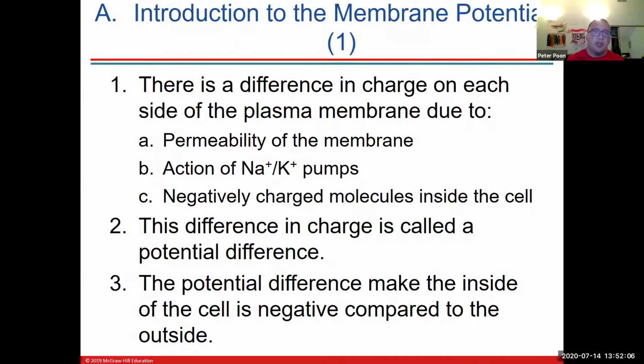There is a difference in charge on each side of the plasma membrane due to the permeability of the membrane and the action of the sodium potassium pump. Naturally there are big molecules that are negatively charged inside the cell and they can't exit, for example, the DNA is negatively charged. So there's going to be a charge difference. Inside of the cell is going to be negatively charged compared to outside.